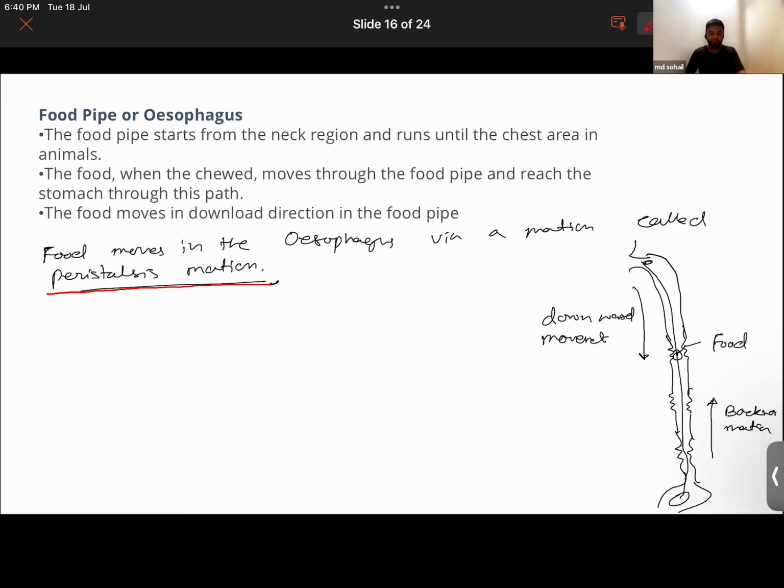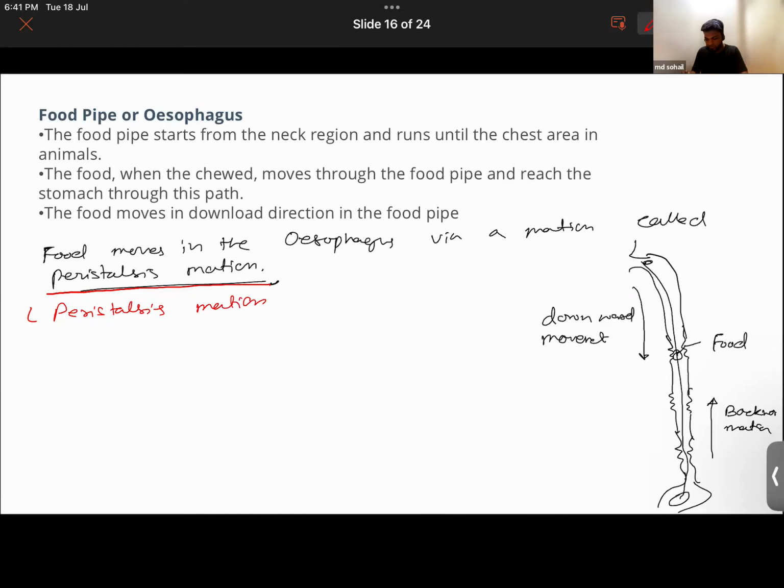Sundus, please explain how food moves in this type of motion. What, sir? I can't hear you. Can you say it again? Yeah, I was saying, what is this peristalsis motion, which we talked about earlier?